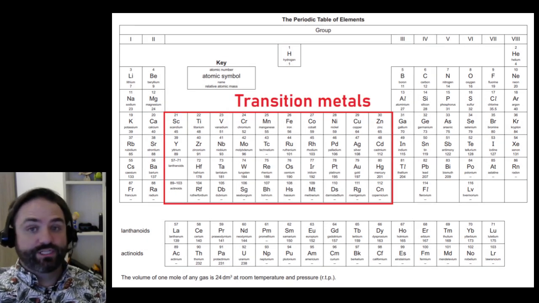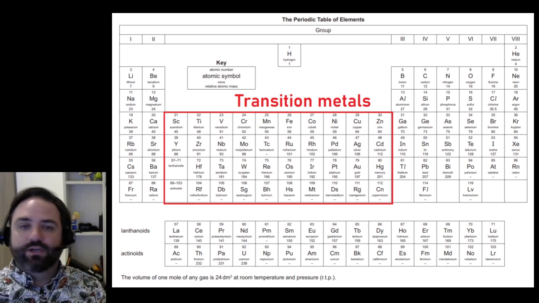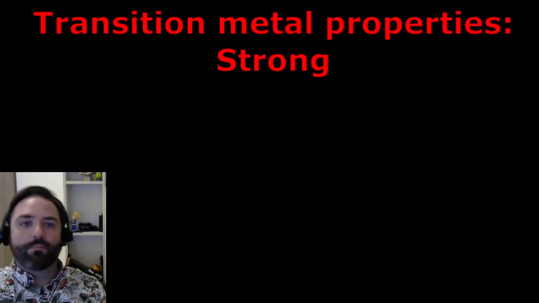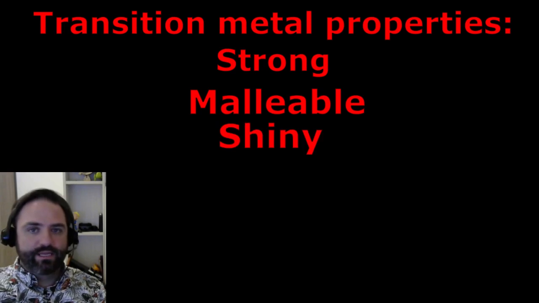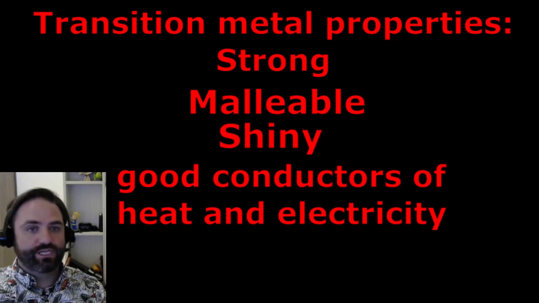They're also known as the transition metals because they're all metals. In here are some metals you've definitely heard of, so iron, copper, gold. There's also some that you may not have heard of, osmium, tantalum. The transition metals all have the properties of typical metals. They are strong, malleable, shiny, they're good conductors of heat and electricity.